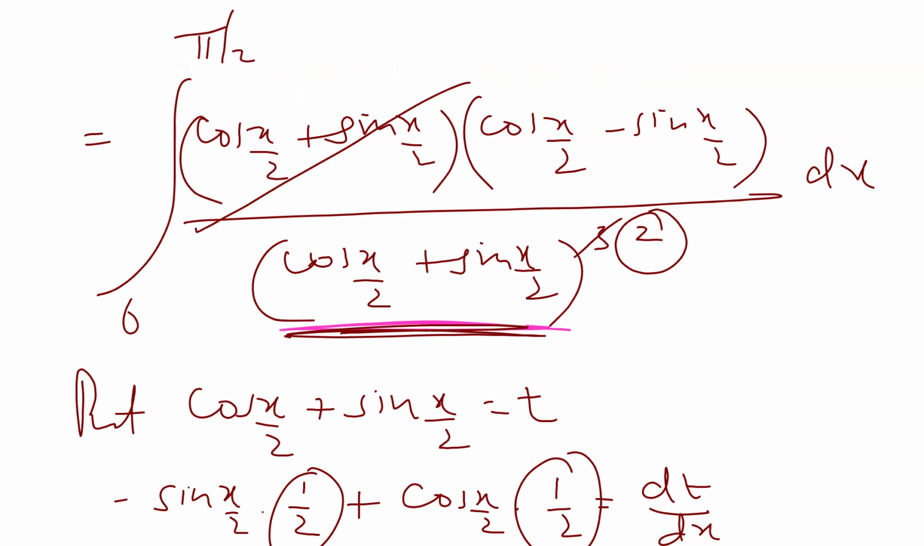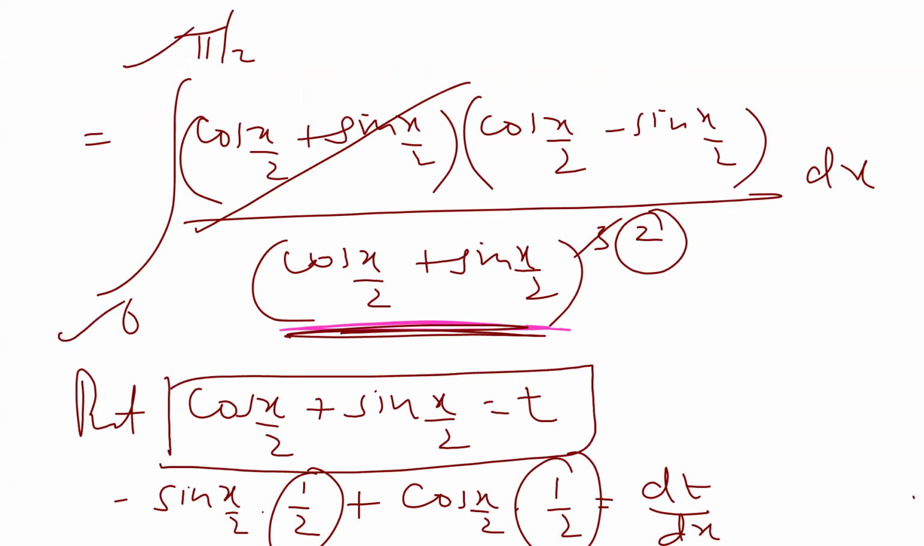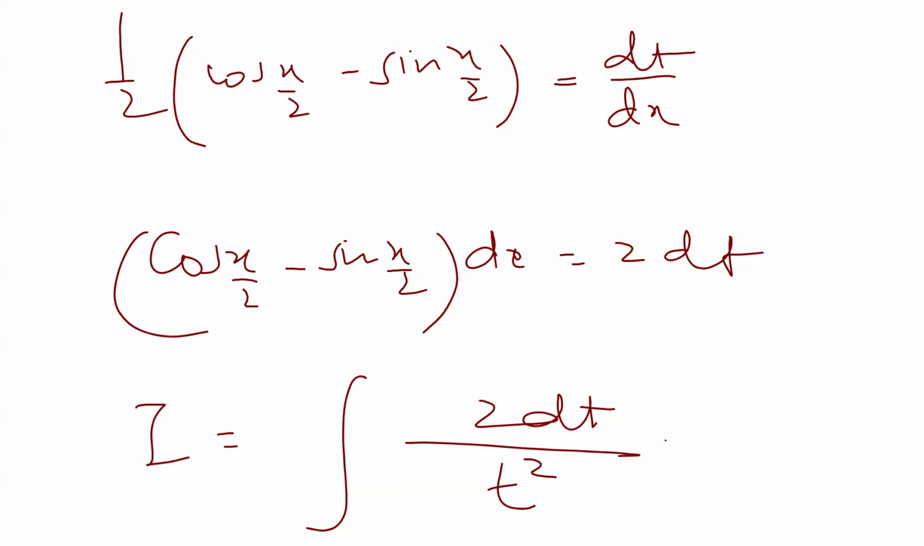Now, since we are taking method of substitution, upper limit and lower limit are supposed to be changed. That I leave it up to you. Then here 2 will go outside, t square will go up as t raised to minus 2, x raised to n formula with the new upper limit and new lower limit.